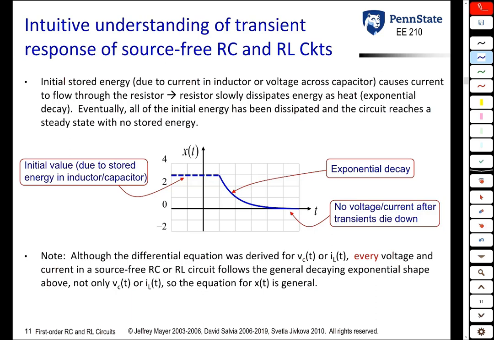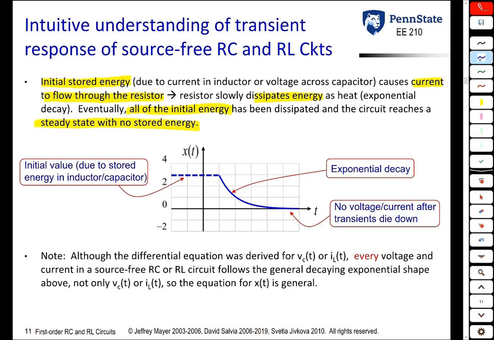So let's try to understand intuitively what's happening in these source-free RC and RL circuits. As I said, before the discontinuity, before the sources are removed from the circuit, the capacitors and inductors are being energized. Capacitor is charged up to its full value. The inductor is energized to its full value. So they store energy. What happens then, once the switch is thrown or the source is turned off and removed from the circuit, all that energy that's stored in the capacitor or the inductor is released through the remaining resistor or resistors. What happens is those resistors dissipate energy. And so all the energy stored in the capacitor or the inductor will get dissipated, and we end up with another steady state with no stored energy.